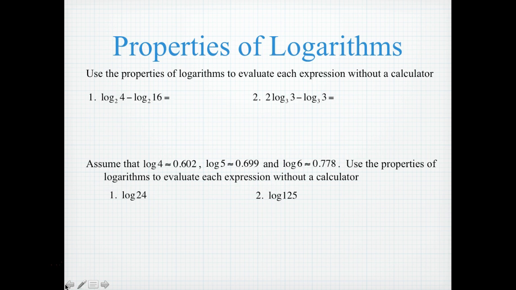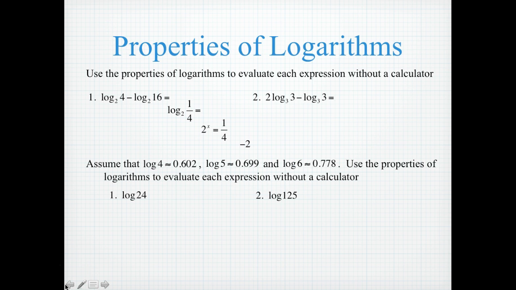Here in our last slide, we're going to use the properties of logarithms to evaluate without the use of a calculator. So in our first example, we have log base 2 of 4 minus log base 2 of 16. So we're going to use the quotient property here to start simplifying, and that gives us log base 2 of 1/4. And now to evaluate it, we're going to rewrite this as an exponent, which is going to be 2 to the x equals 1/4. Now 1/4 can be expressed as a base 2 as 2 to the negative 2 power, so in this case x is going to be equal to negative 2.